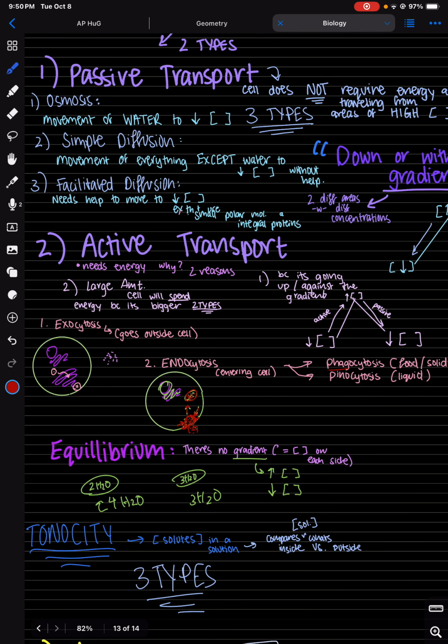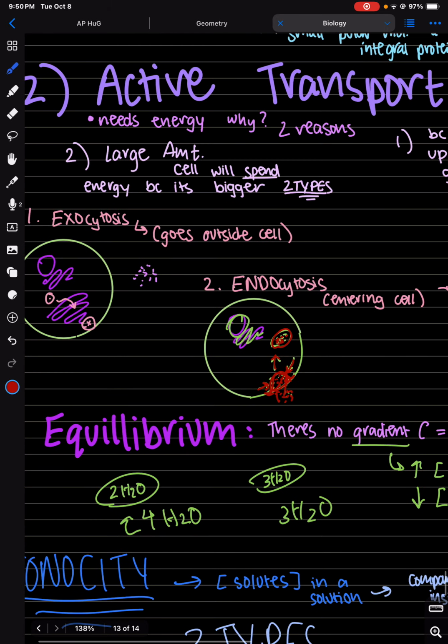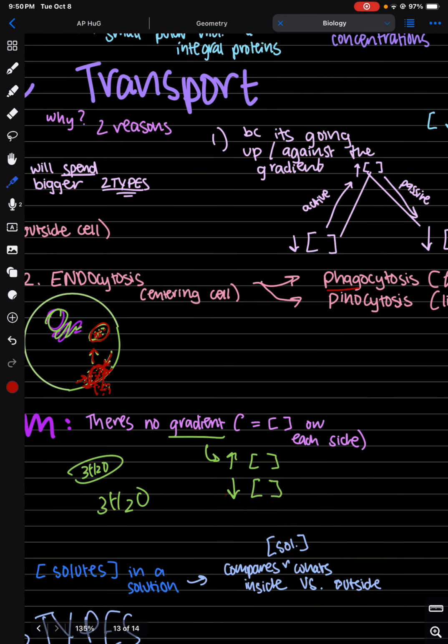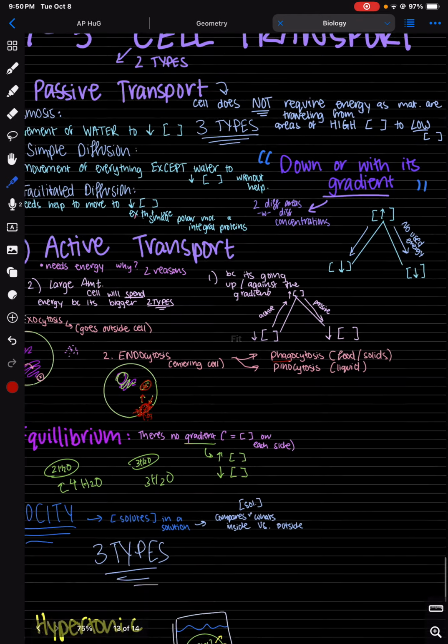And then there's equilibrium, okay? Equilibrium is where there's no gradient, okay? By gradient, I mean that there are areas of high concentration and then areas of low concentration. There's no gradient. It means that it's equal on each side. The concentration is equal on each side.